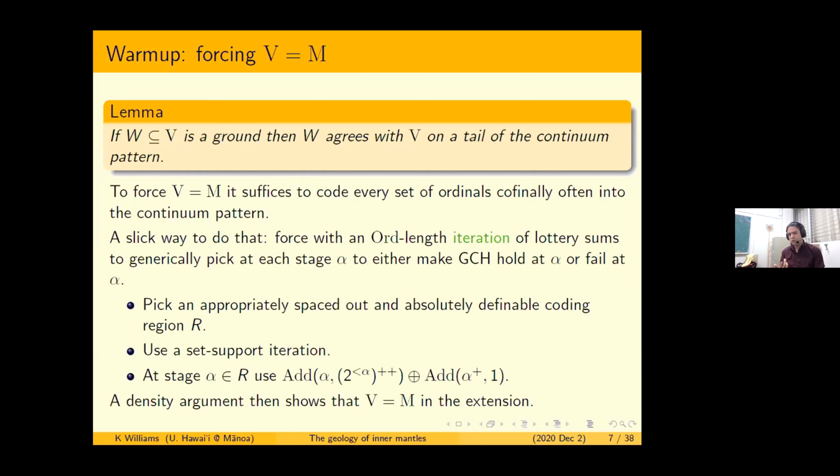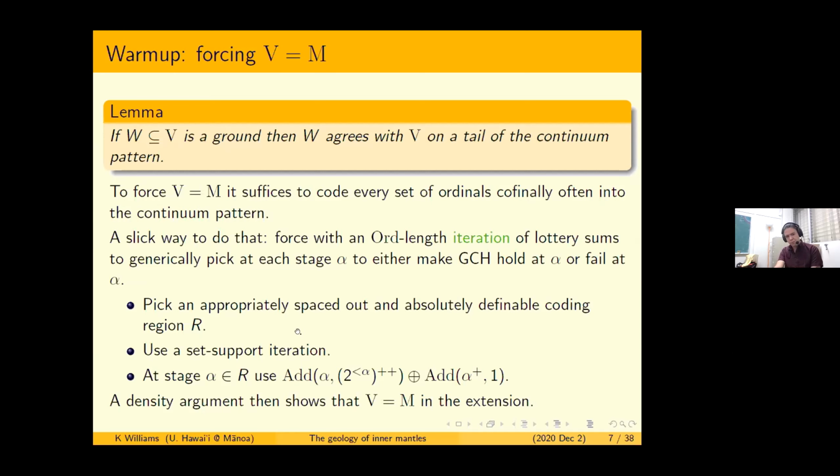And so at each stage, you're going to generically make GCH hold at alpha or fail at alpha. So in a bit more detail, let's pick out an appropriately spaced out coding region. If we start with GCH in the ground model, this can just be, say, all the regular uncountable cardinals. If GCH fails, we'll have to look at strong limit cardinals to pick out where it is. So if we are changing around where GCH holds and fails, we aren't destroying the coding region, but it's not too difficult to work out what you need to do.